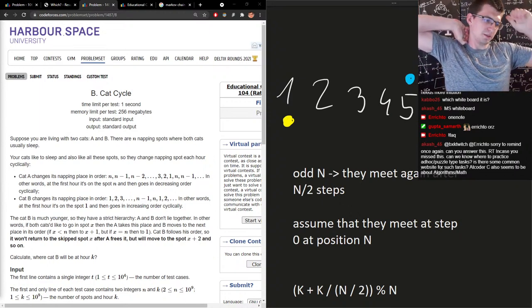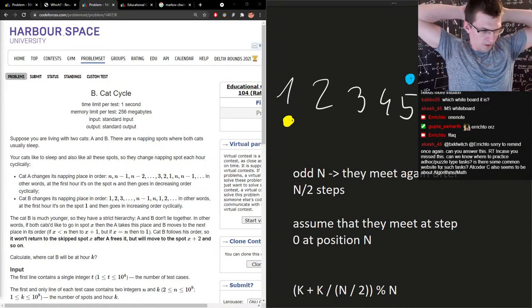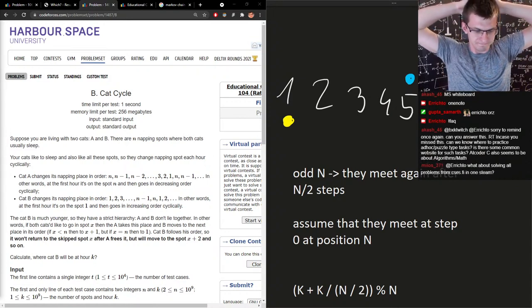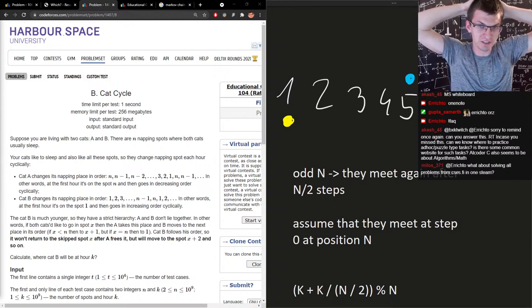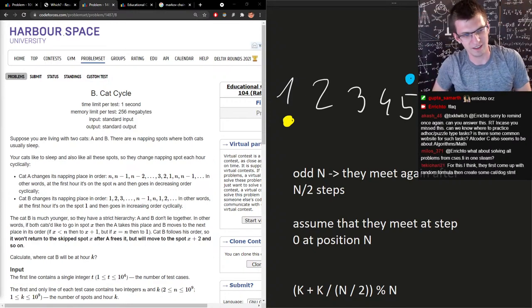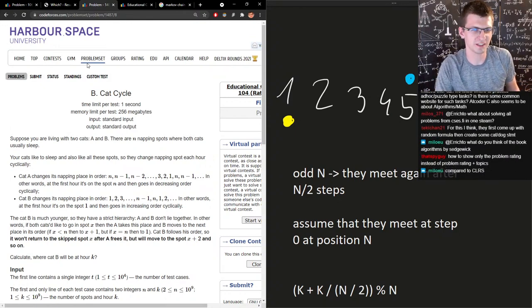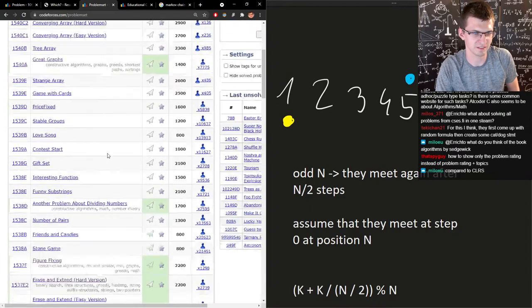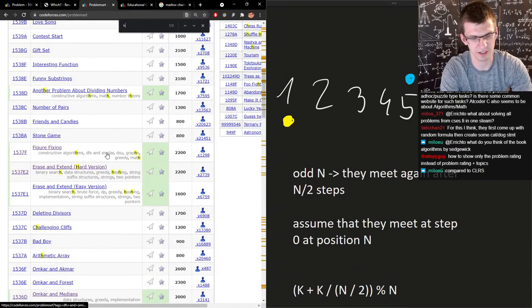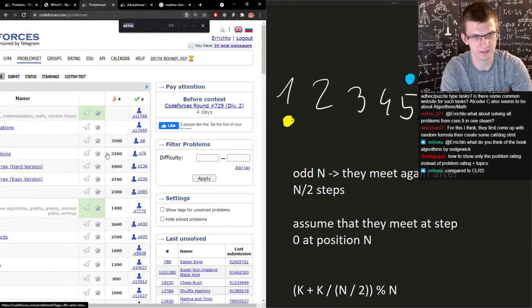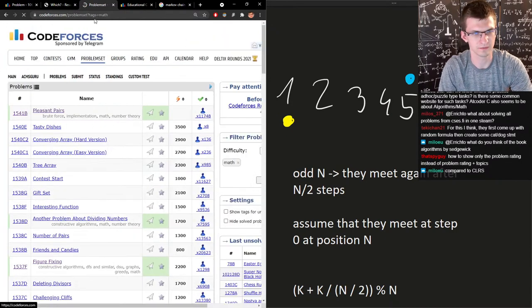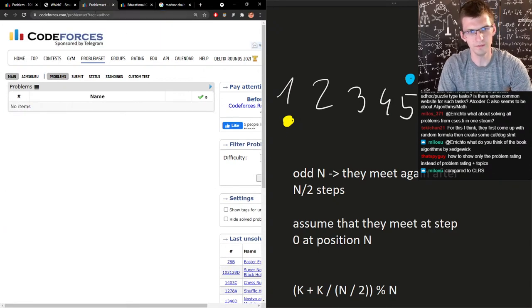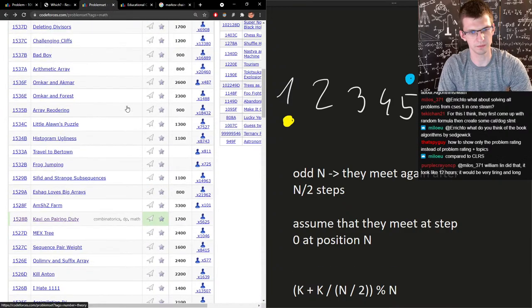Where to practice ad hoc puzzle type tasks? Oof. I would say that a math book is good for that. When I was in high school, I'm sure that I went through some kind of book with puzzles or math problems. And here you can open the problem set and choose a category. Maybe it will be something. In Codeforces, the closest category to that is ad hoc. Maybe I'm mistaken.